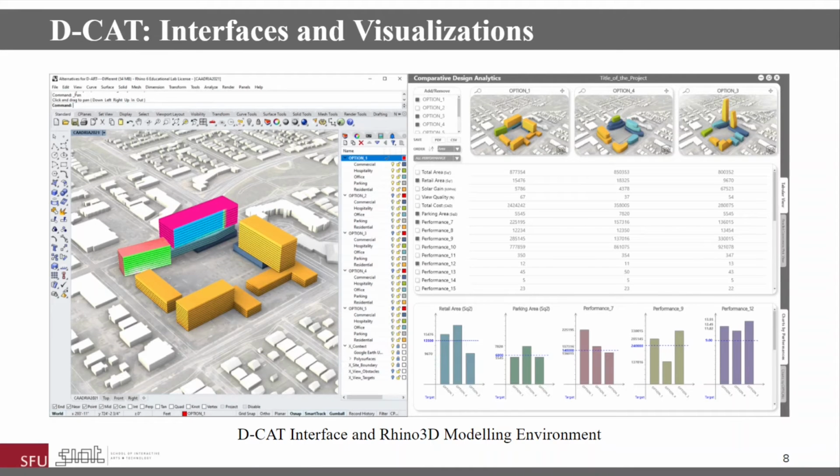To address these high-level system requirements, we designed DCAT interface to facilitate diverse comparison tasks such as juxtaposed visualization of forms, selective comparison of performance metrics, grouped by alternatives or grouped by performance metrics comparisons, and so on. All of these comparison tasks can be performed in real time or on demand. The tool is flexible to include diverse performance metrics such as total floor area, net solar gain, view quality, cost per program, and so on.